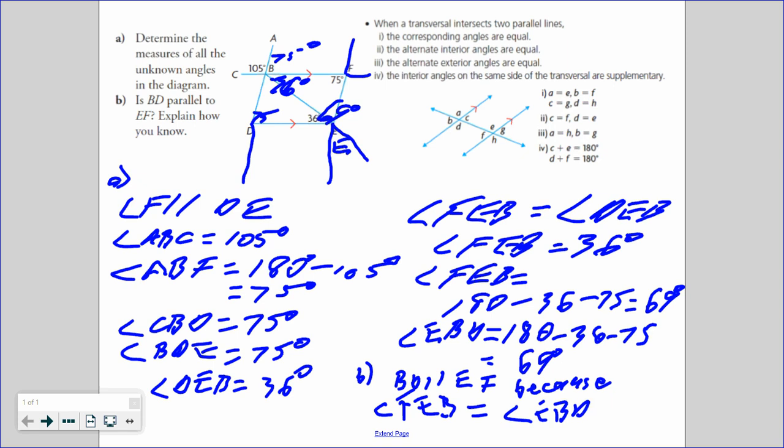Okay, so again, that topic was about a transversal crossing parallel lines and being able to figure out the angles, dealing with different ideas like corresponding angles, alternate interior angles, alternate exterior angles, and interior angles on the same side of the transversal.